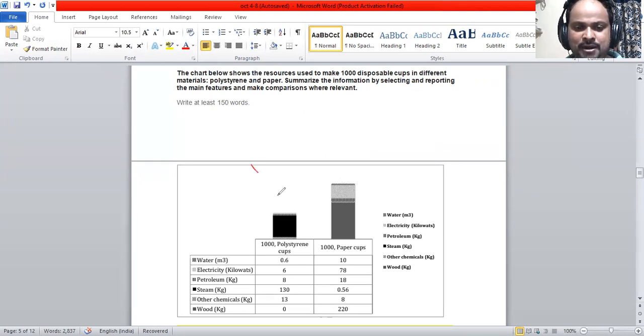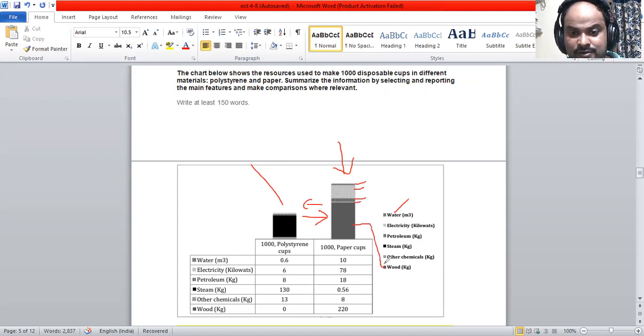This is the stacked bar graph. This is what you need to compare. You need to compare this with this. So we have indications like this is water. So all these things are there: water, electricity, then petroleum, steam, other chemicals, and wood. So you can see those things here. It's marked in the bar chart, and the proportions are given here.